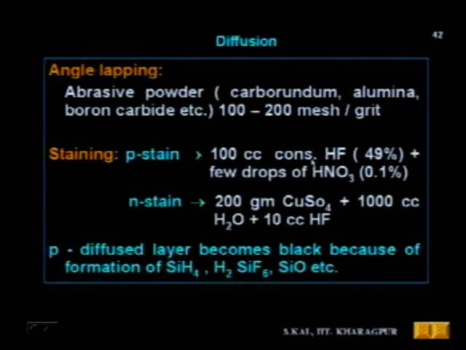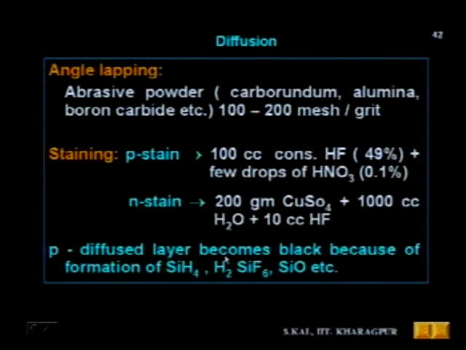If you mix this solution, which is known as stain solution, you put a few drops on that lapped portion, and then you keep the sample for 1 or 2 minutes under a high intensity lamp. You can use a 100-watt table lamp, and under this lamp you keep the sample for 1 to 2 minutes, and you will find that the diffused region in the lapped portion changes color, and the P diffused layer becomes black because of formation of SiH4, H2SiF6 and SiO.